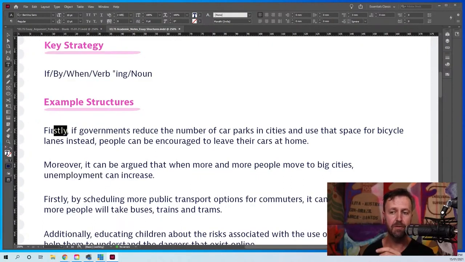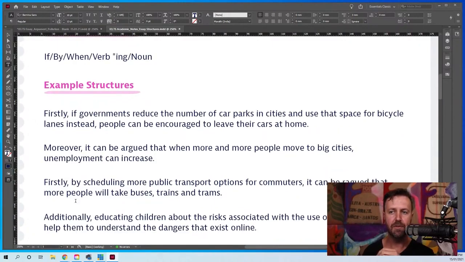So again, we've got firstly, comma, noun. We've got moreover, comma, noun. So nice and easy to remember so far. The next thing we've got here is firstly, just another example. Firstly, by. Now, when you use the "by," you've got to use the -ing verb. So firstly, by scheduling more public transport options for commuters, it can be argued that more people. So the focus really here is people.